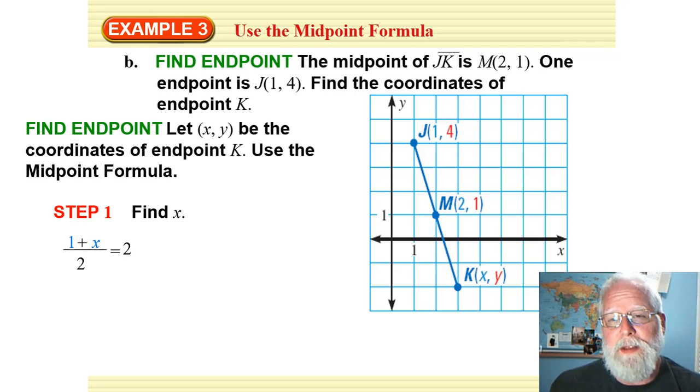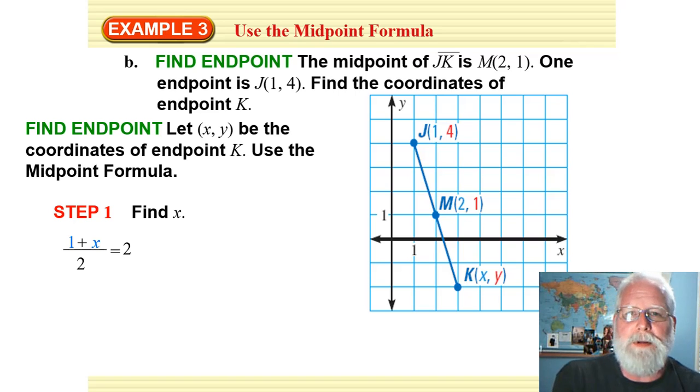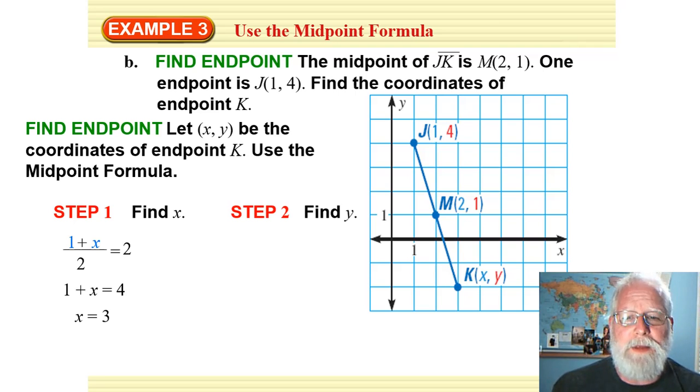And then if I fill in the other endpoint, and I don't know the one endpoint, so I'm going to put an x for that. And now all I've got to do is solve for x by multiplying both sides by 2. And I'm going to find out that x is going to equal 3. And then I do the same thing for the y's.